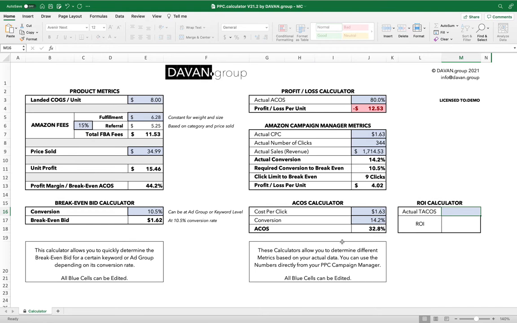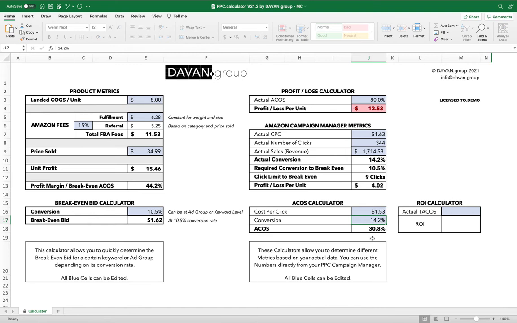But what this calculator allows us to do is to play around a little bit with the numbers, because we might have a cost per click right now of $1.63, but maybe we want to start reducing this and maybe take 10 cents off of the cost per click. But we want to know what that's going to do to our ACoS. Is that going to make a big dent in our ACoS? So let's see what this will do. If we reduce our cost per click by 10 cents, we can see that's going to reduce our ACoS by 2 percentage points. Yeah, assuming that the conversion stays the same, right?